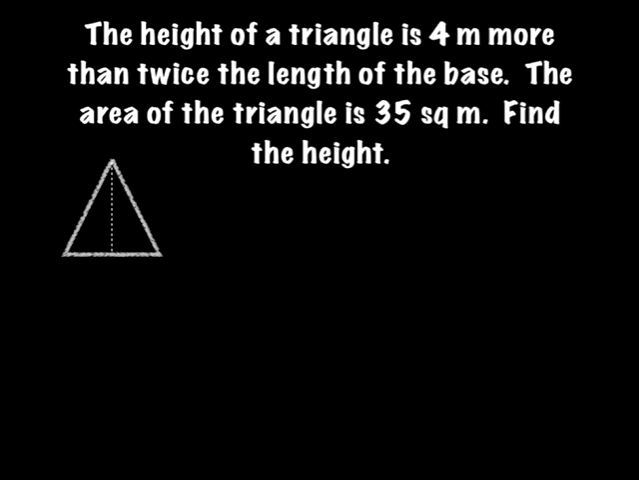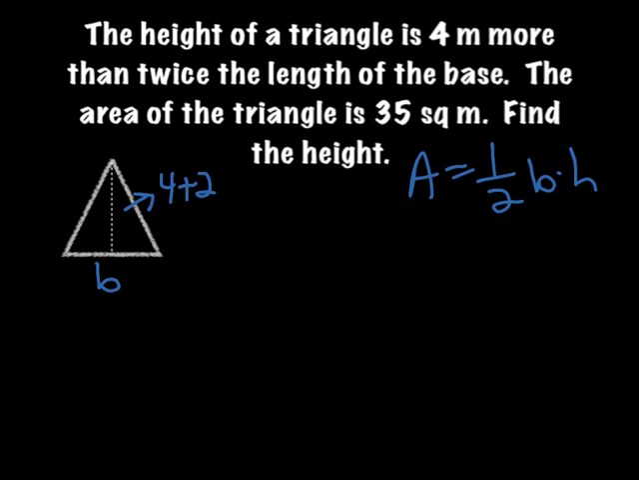The first thing I need to know is that the area of a triangle is 1/2 base times height. And it tells me that the height of a triangle is 4 more than twice the length of the base. So I'm going to let the base of my triangle be B, and I'm going to let the height be 4 more than twice the length of the base. So with that, I also know that the area of the triangle is 35, and I'm going to fill in the rest of my formula. 1/2 times the base times the height.